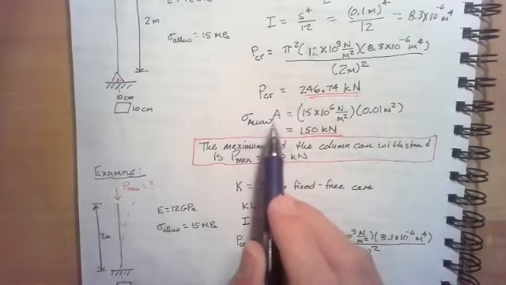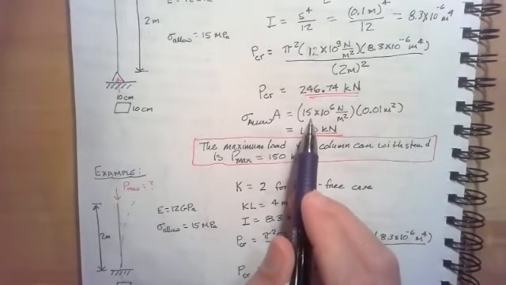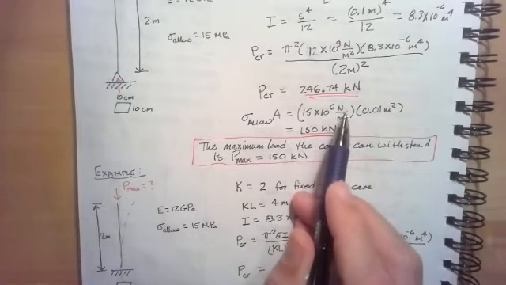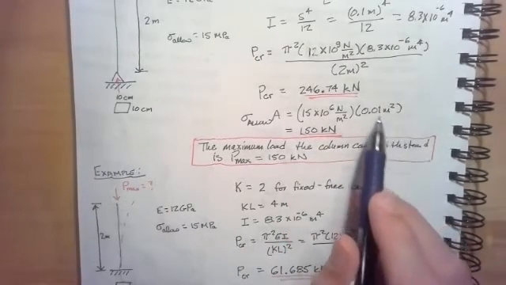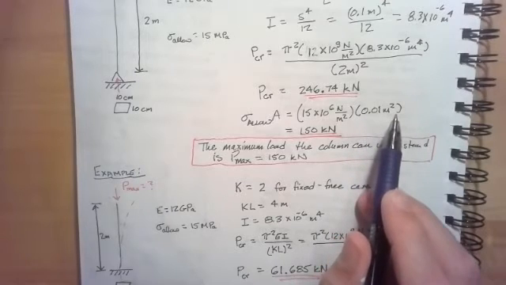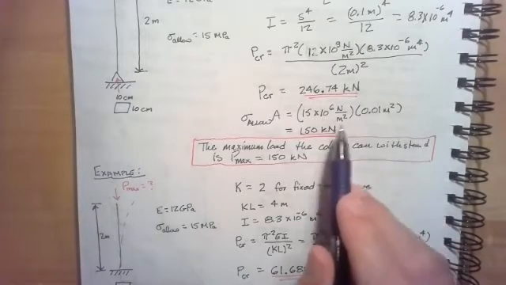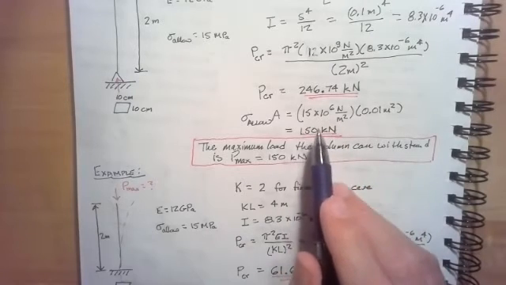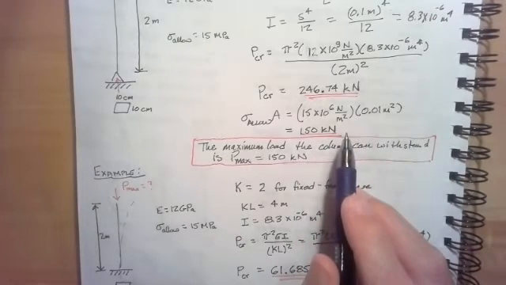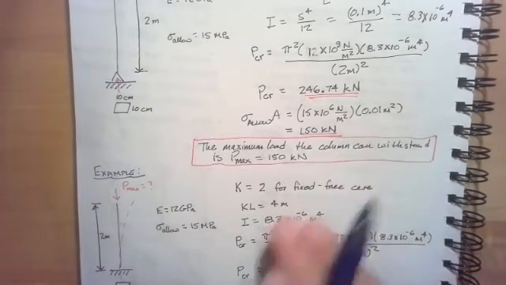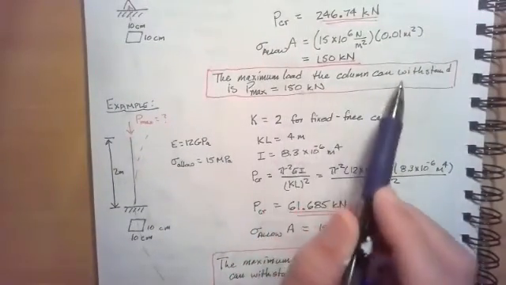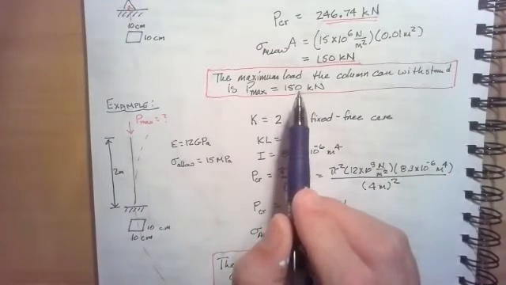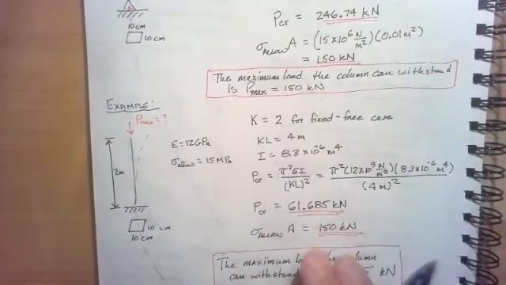So the allowable stress in the column times the column cross-sectional area is 15 times 10 to the sixth newtons per meter squared, or 15 megapascals. And the cross-sectional area is 0.01 meters squared. And that gives us a critical loading based on the allowable stress of the material of 150 kilonewtons. So hence we would take the lesser of those two. So the maximum load that the column could withstand would be P max equal to 150 kilonewtons.